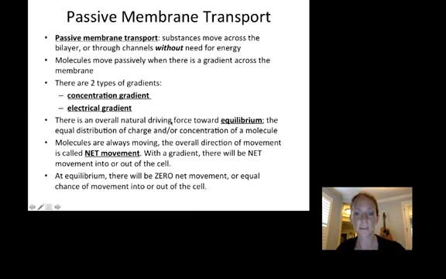There is an overall natural driving force towards equilibrium, which is to equilibrate or equally distribute either electrical charge or concentration of particular molecules. So molecules are always moving. The overall direction is called the net movement. With a gradient, there will be net movement into or out of a cell until equilibrium is reached. And at equilibrium, there will be no longer any net movement, or in other words, there will be equal chance of molecules moving in and out of the cell.